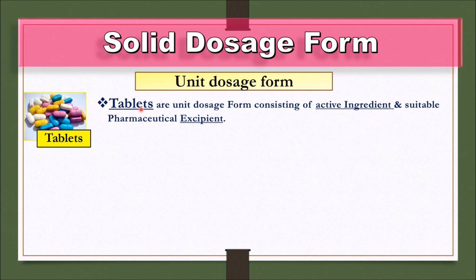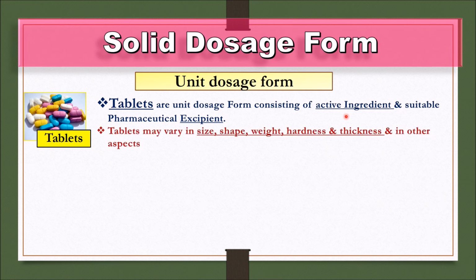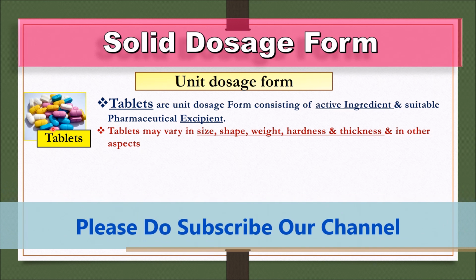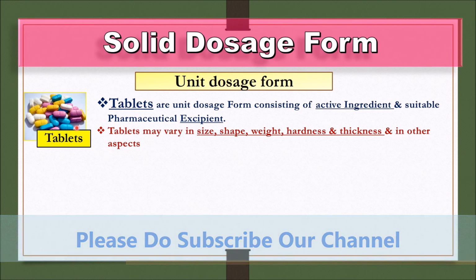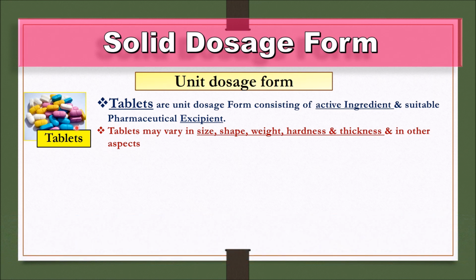So what are tablets? You already know tablets are the unit dosage form of medicaments which contain active ingredient and excipients. Active ingredient is the agent which is actually responsible for producing the desired effect for which you are taking that drug. And the tablet may vary in shape, size, weight, hardness and thickness. We have seen that there are different kinds of tablets, different weights, different sizes. So these are the tablets that come under the unit dosage form of the solid dosage form category.